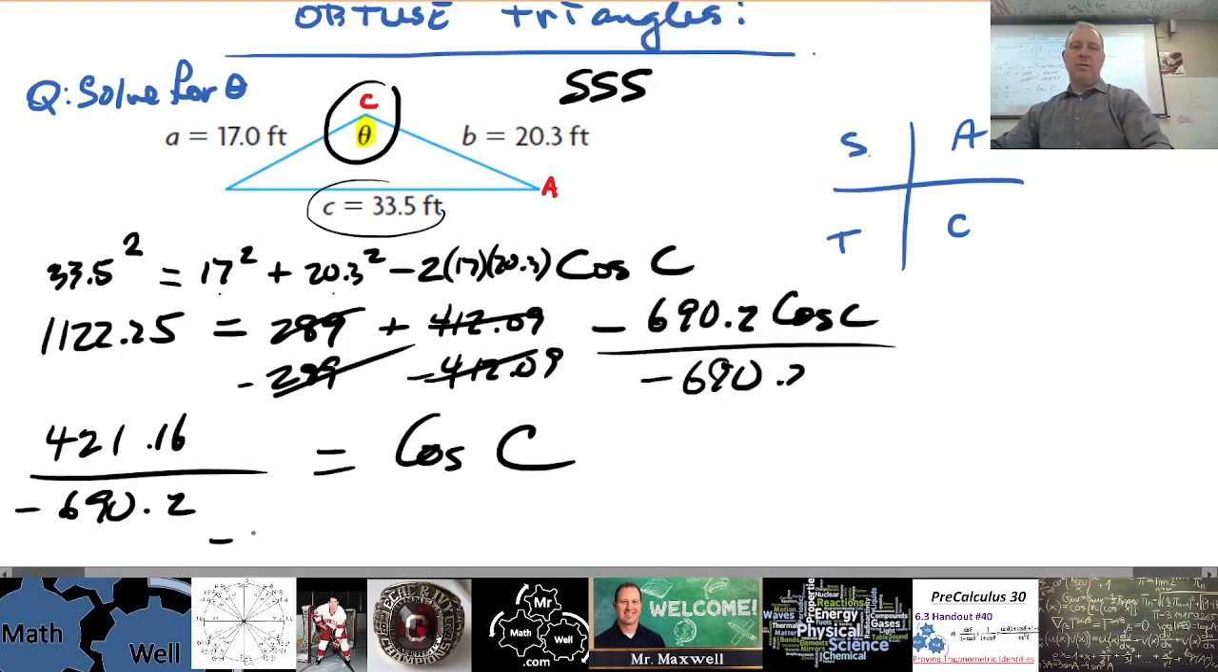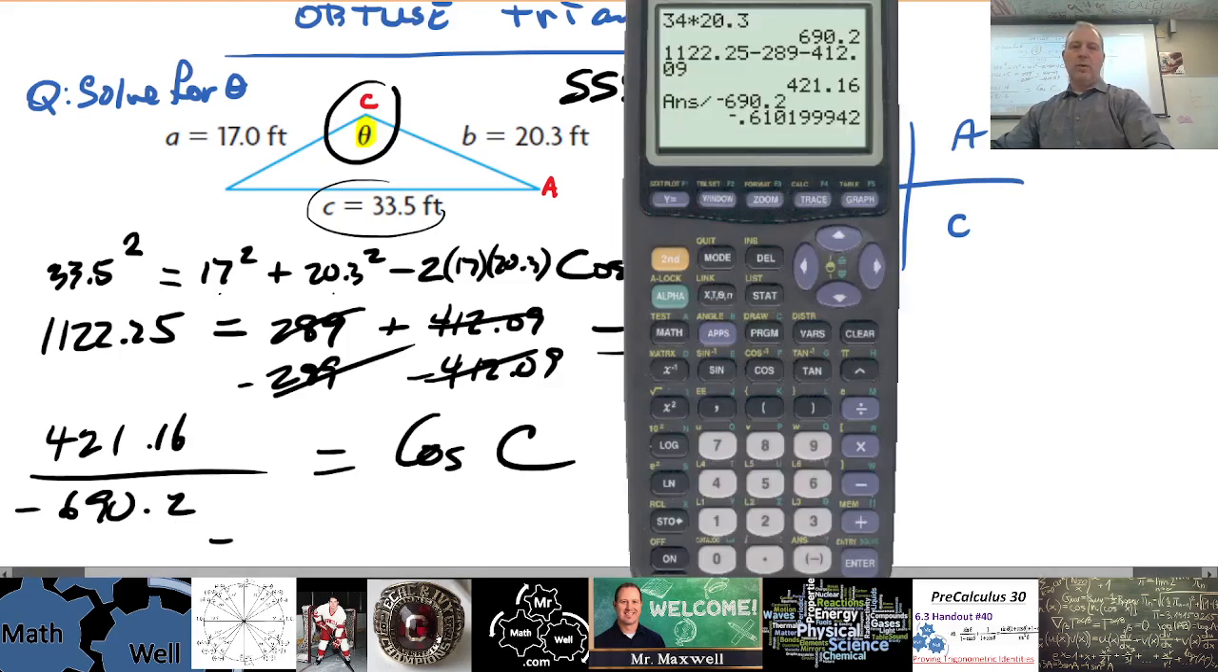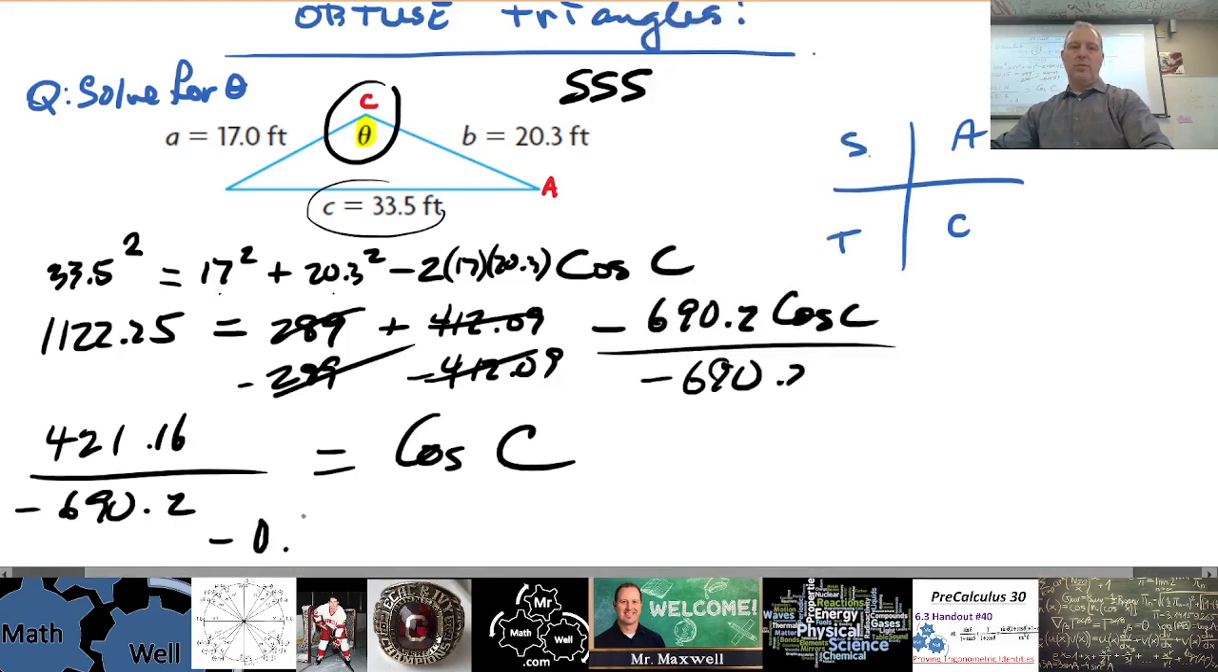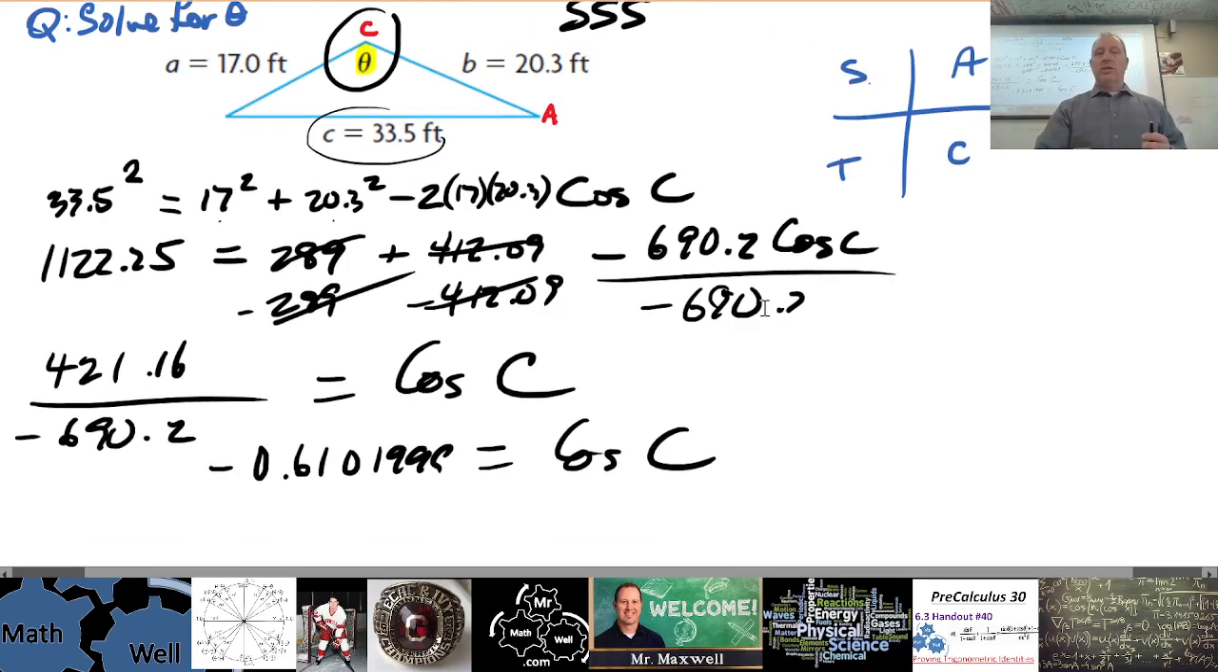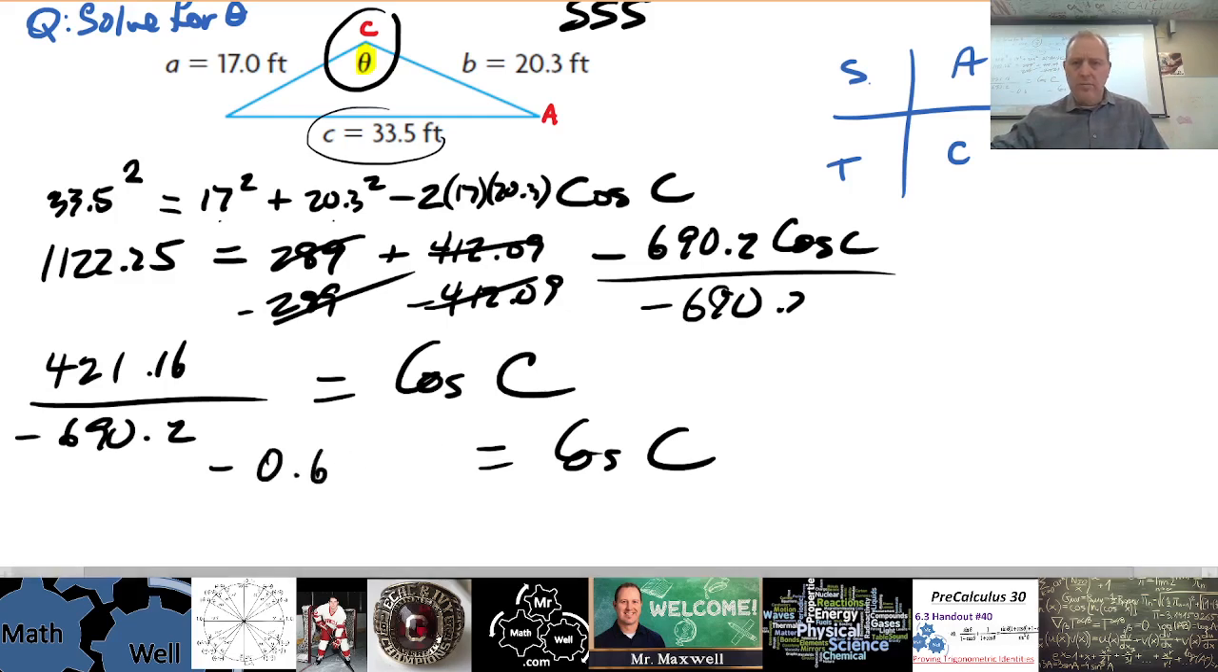So negative 0.61, okay, 0.610199 equals cos C. Now, here's what I want you to see with this. If you do everything correctly and you take care of your negative signs, and that just disappeared on me.